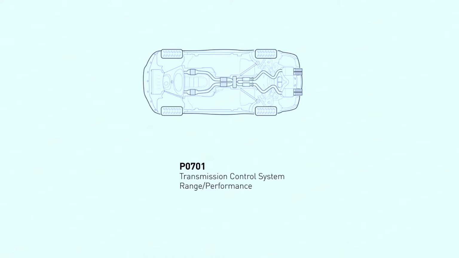First things first, let's talk about what the P0701 code means. P0701 indicates a problem with the transmission control system. This could be due to several reasons, including wiring issues, a faulty transmission control module (TCM), or even a mechanical problem within the transmission.